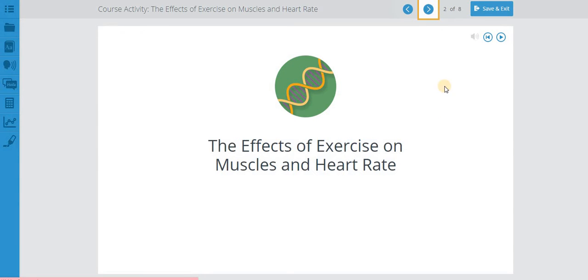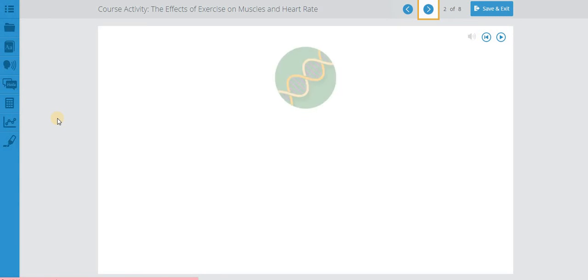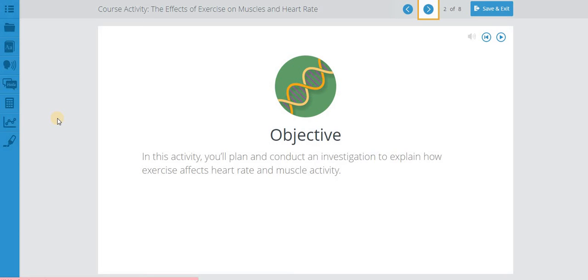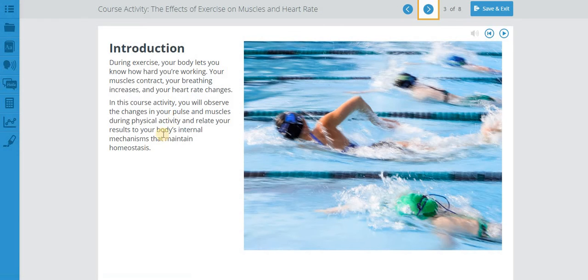We're going to take a look at the objectives here. The objectives for this exercise: in this activity you'll plan and conduct an investigation to explain how exercise affects heart rates and muscle activity. During exercise, your body lets you know how hard you're working, your muscles contract, your breathing increases, your heart rate changes. This is something that your body does.